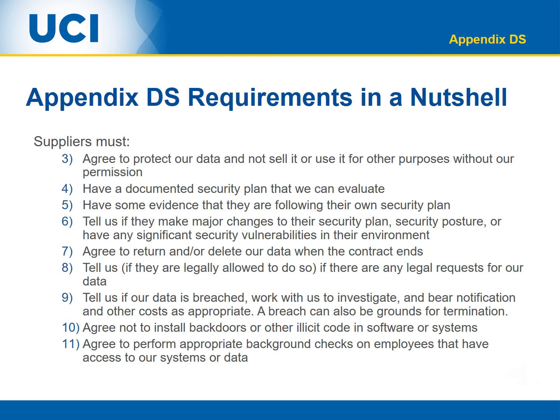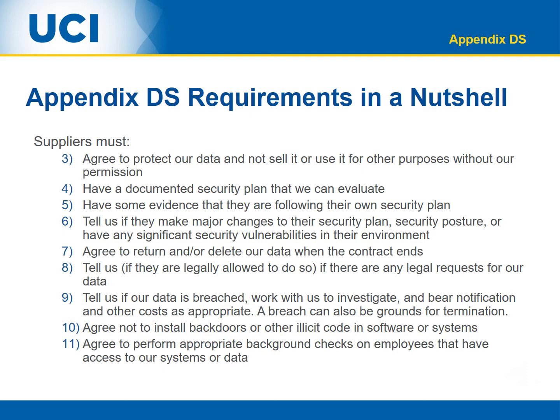Number 9 is one of the biggest components of Appendix DS, and we really need the supplier to let us know if any of our data has ever been breached. And if it has, let us know. Work with us to find out root cause and what happened and how better to protect it in the future. And we want the supplier to bear any costs, either for notification or other security costs, if it is determined that they are responsible for the data breach. And a data breach is something that's significant enough that we have an out clause in the contract, and we can terminate the contract based on a breach if we so desire.